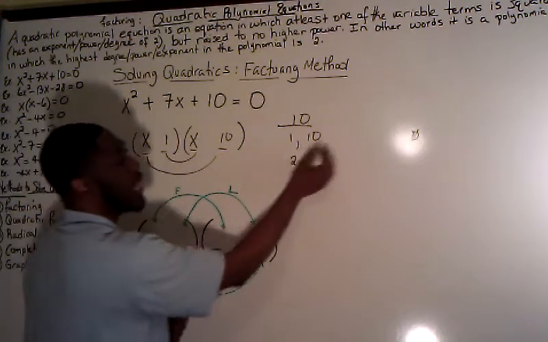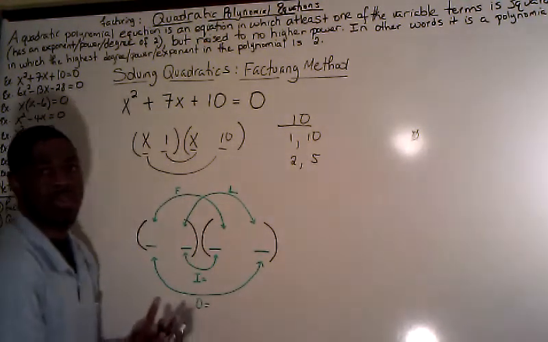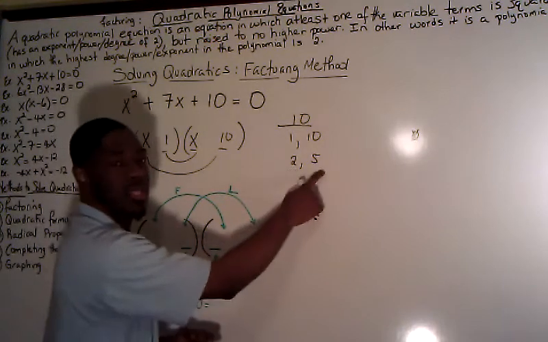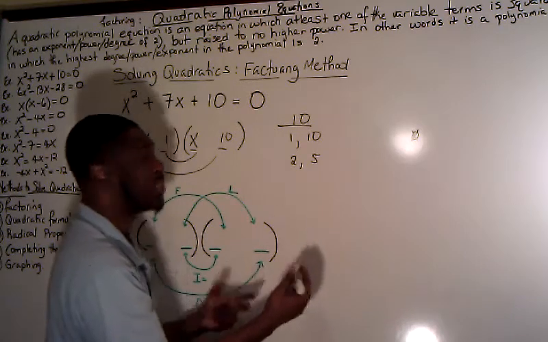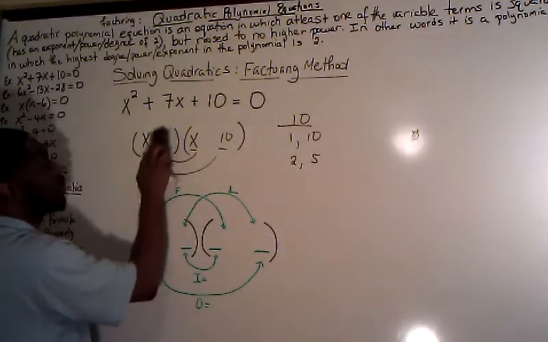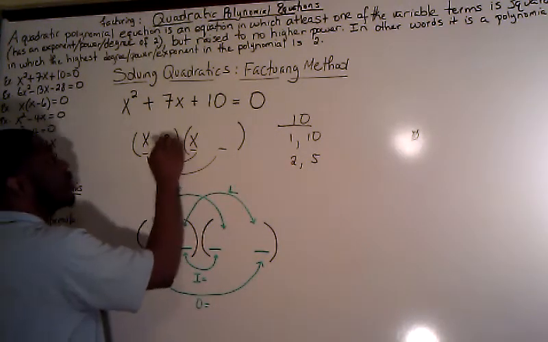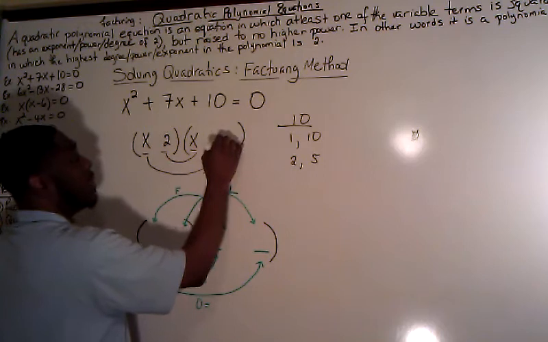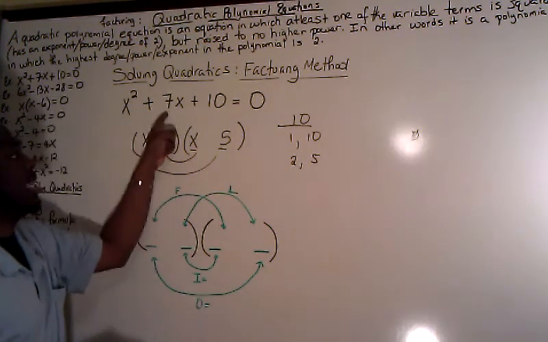Well, which two factors that are factors of 10, when you add them, you get 7? Well, if you look here, you have 2 and 5. 2 and 5, if we add them, we get 7. So we're going to use those two factors instead of these two factors here. So 2 and 5.